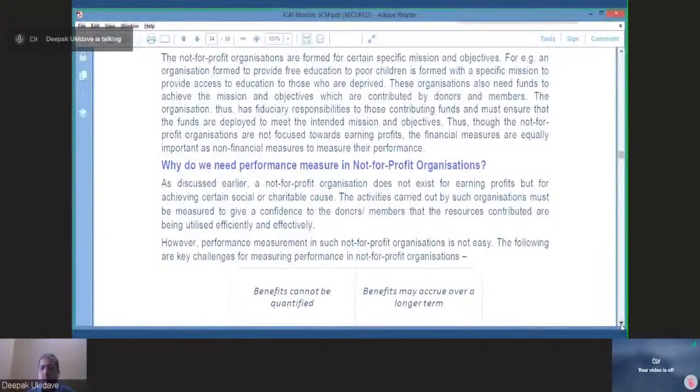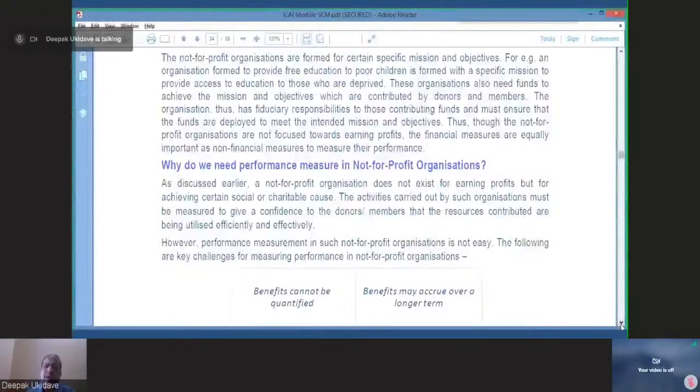Now there are certain challenges which are encountered by the management in doing performance evaluation for a not-for-profit organization. So we first understand what the challenges are. Key challenges are shown in the matrix like this. Key challenges faced by the not-for-profit organizations in making the performance evaluation.